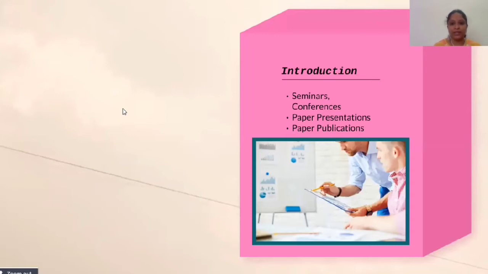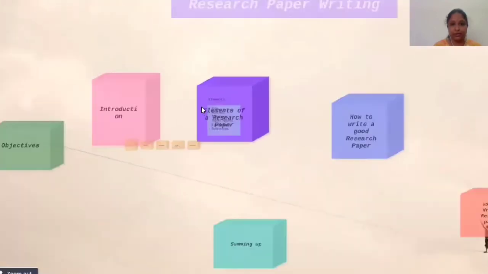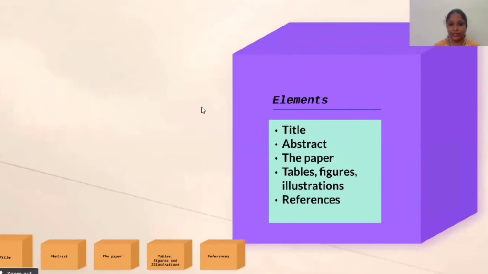And after presenting, you would also want to publish your papers in some good journals, Scopus Index journals or UGC approved journals, etc. So how to publish paper, how to write an abstract, how to write a full paper, we would be talking about that. Now, let us talk about the elements of a research paper. So these are the elements: title, abstract, the actual paper, tables, figures and illustrations, and references. Let us look at all these points in detail.